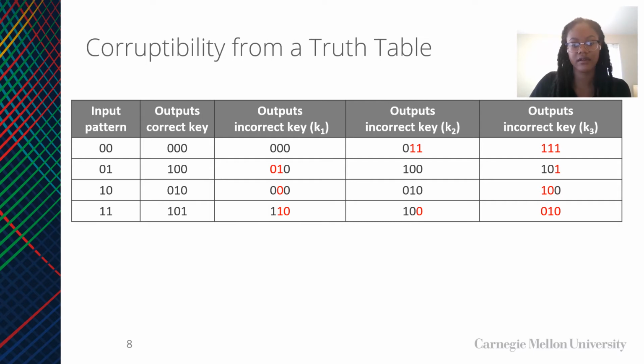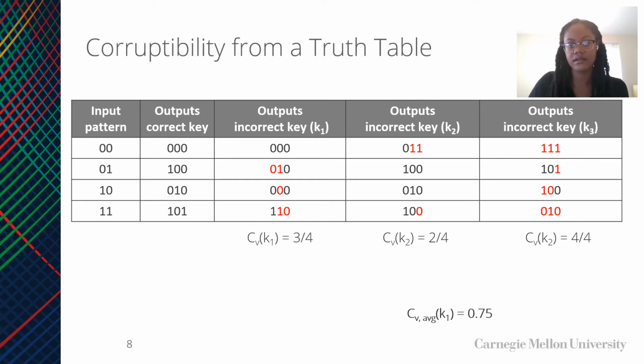And so for the first incorrect key here, we have a vector corruptibility of 3 out of 4 because 3 out of 4 of the rows in the truth table are corrupted. And then for the second column, we have 2 out of 4 because 2 out of 4 rows in the truth table are corrupted. And then lastly, it's 4 out of 4 because all rows are corrupted. And so this gives you an average of 0.75 for the average vector corruptibility. And then likewise for bitwise corruptibility, here we have 5 out of 12 because 5 out of 12 of the possible output bits are corrupted.